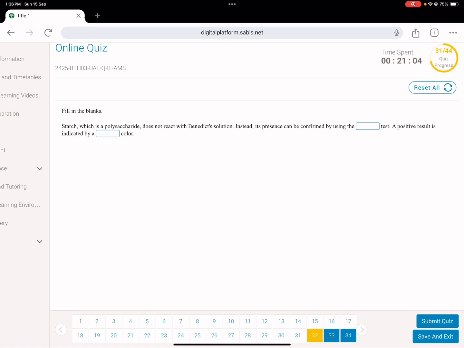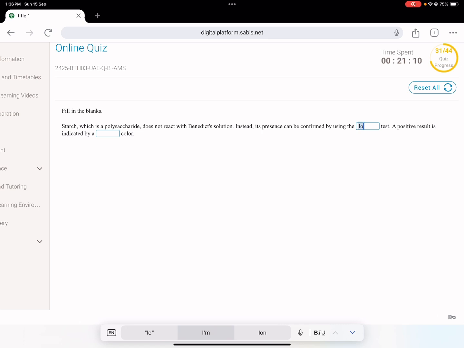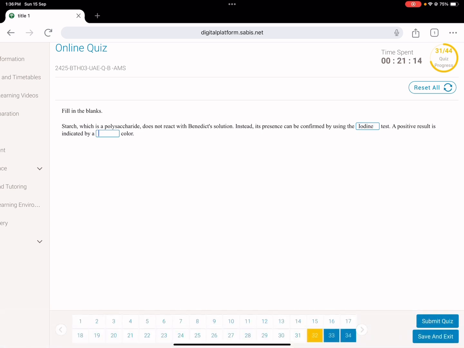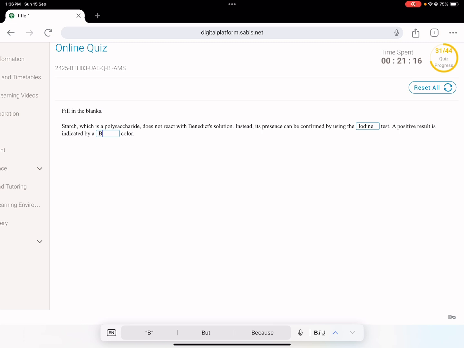Starch, a polysaccharide, does not react with Benedict's solution because it's not a reducing sugar. So for the test, we use the iodine test. A positive result is indicated by the presence of a blue color.